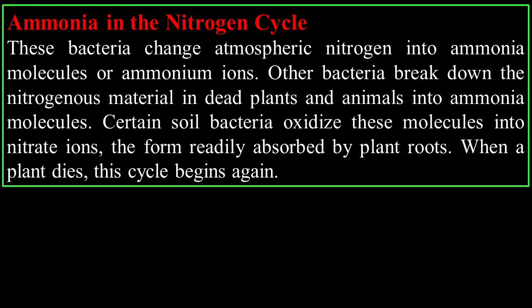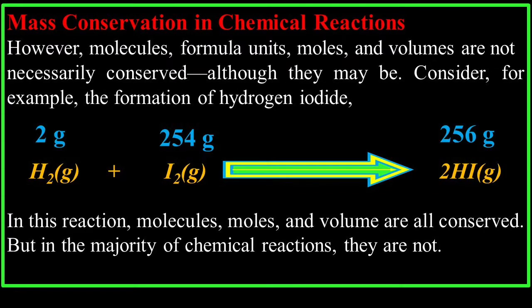These bacteria change atmospheric nitrogen into ammonia molecules or ammonium ions. Other bacteria break down the nitrogenous material in dead plants and animals into ammonia molecules. Certain soil bacteria oxidize these molecules into nitrate ions, the form readily absorbed by plant roots. When a plant dies, this cycle begins again. Again, how does nitrogen get into the cycle, into our environment?